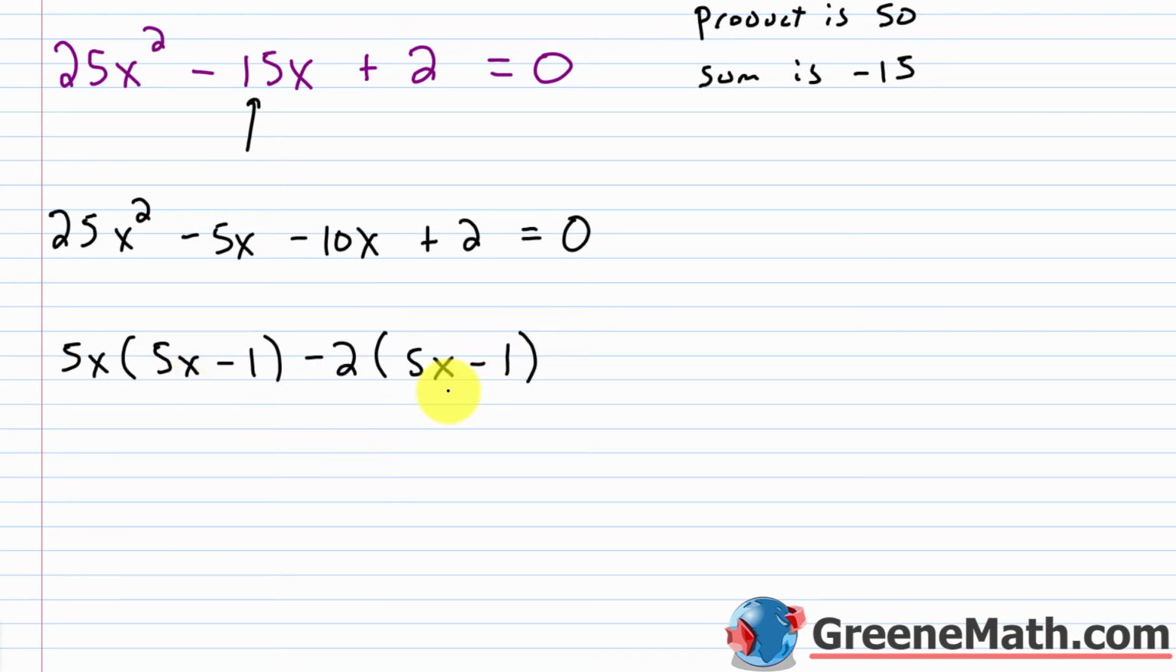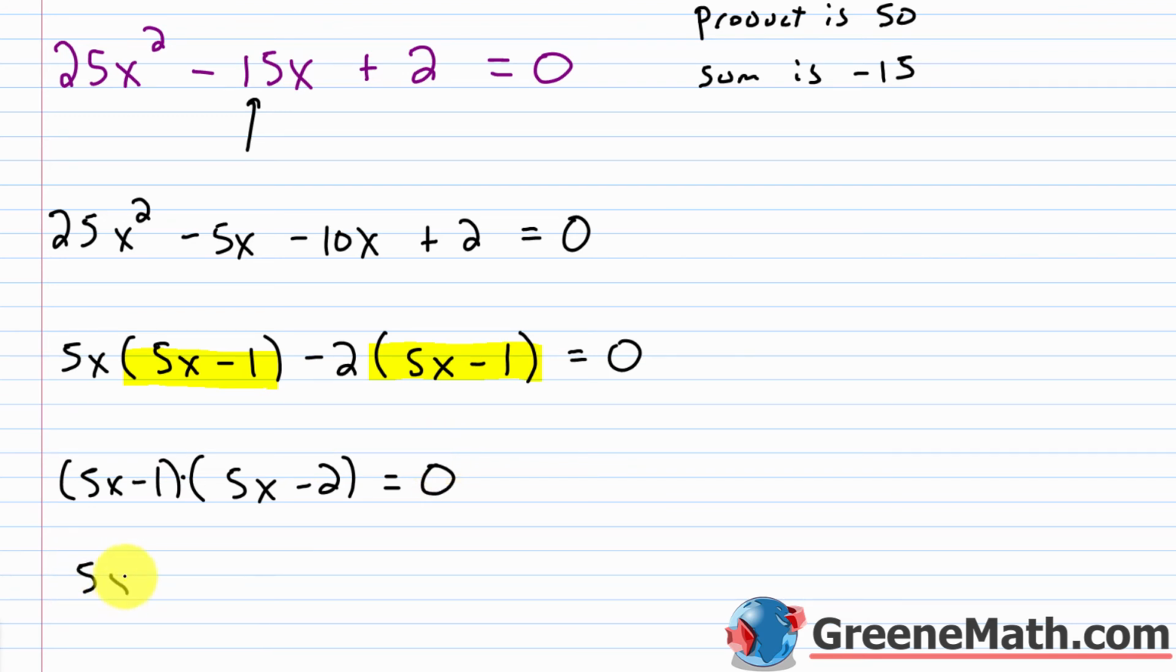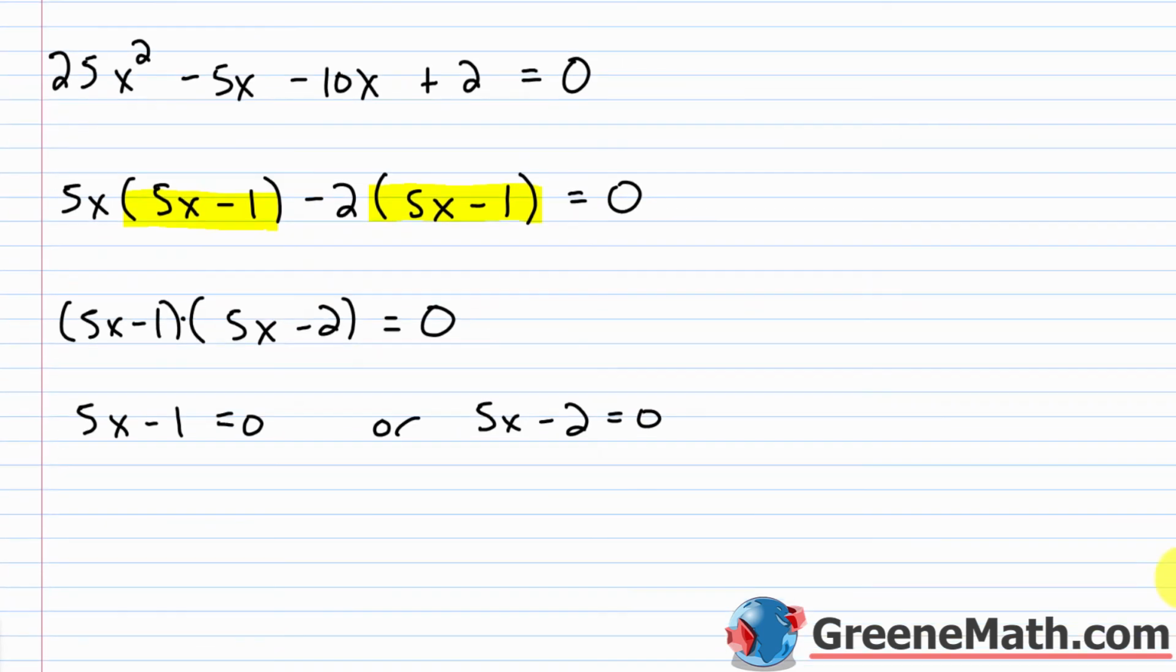So we see we have a common binomial factor of this 5x minus 1, and we're going to pull that out. So I'll set this equal to 0. We'll pull that out. We'll have 5x minus 1, that quantity, multiplied by 5x minus 2, that quantity. This equals 0. All right, so again, I have two factors here. This is multiplication. So this times this gives me 0. So it must be true that 5x minus 1 equals 0, or 5x minus 2 equals 0. So we just need to solve each equation so we can get our solution here.